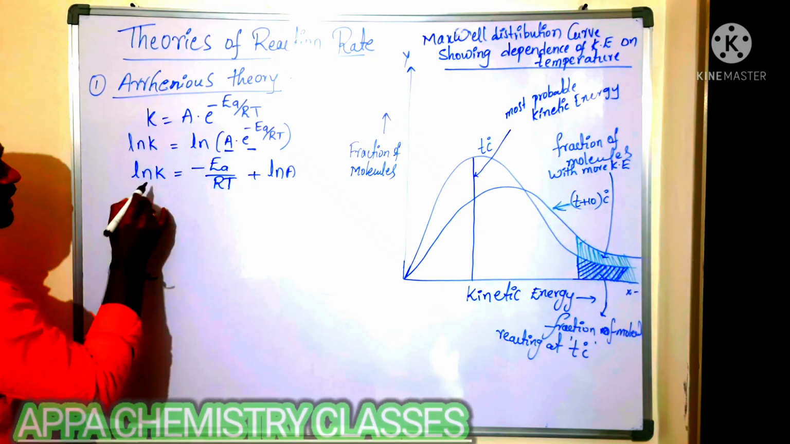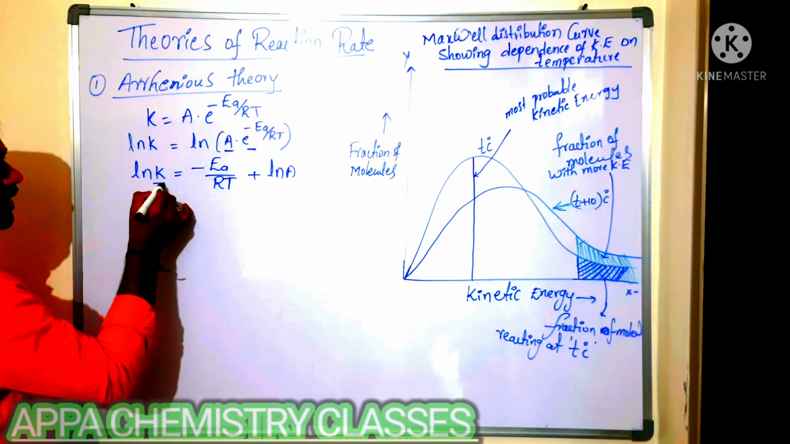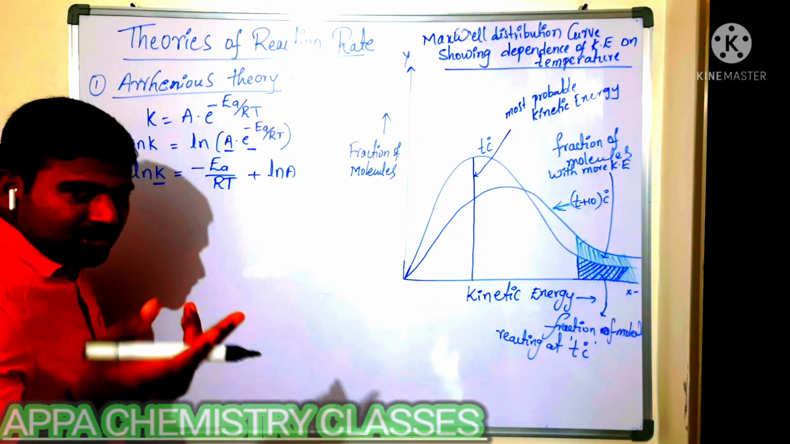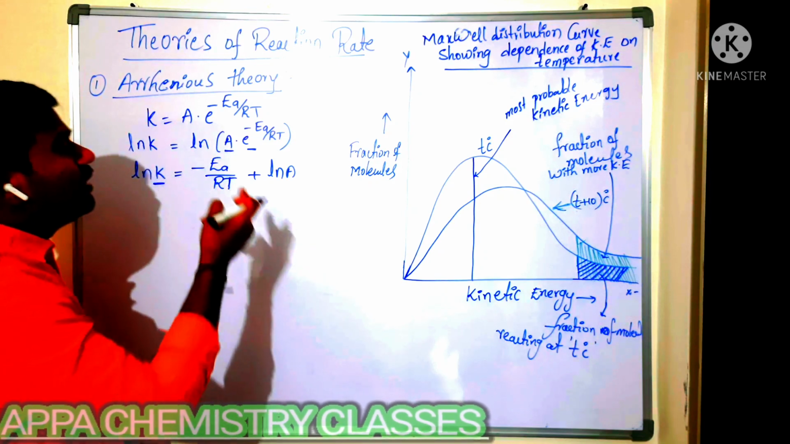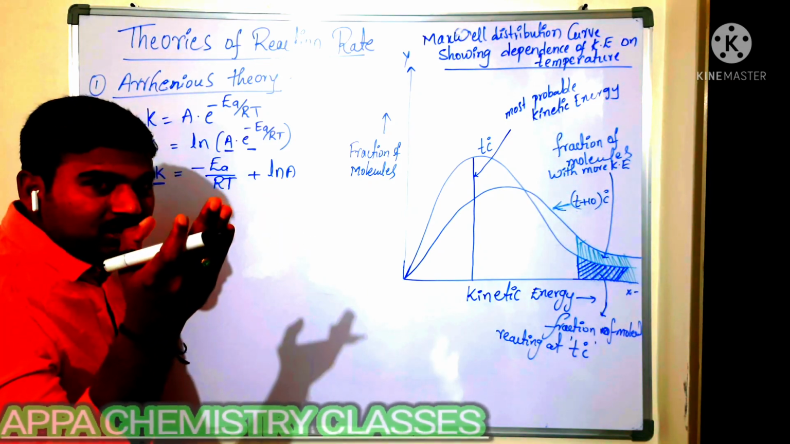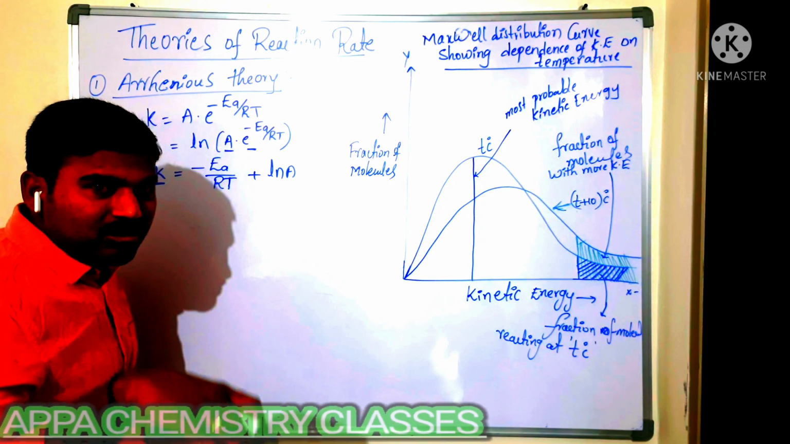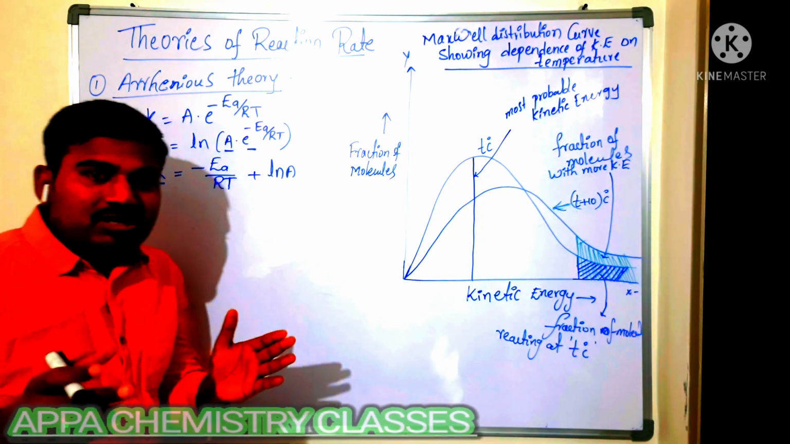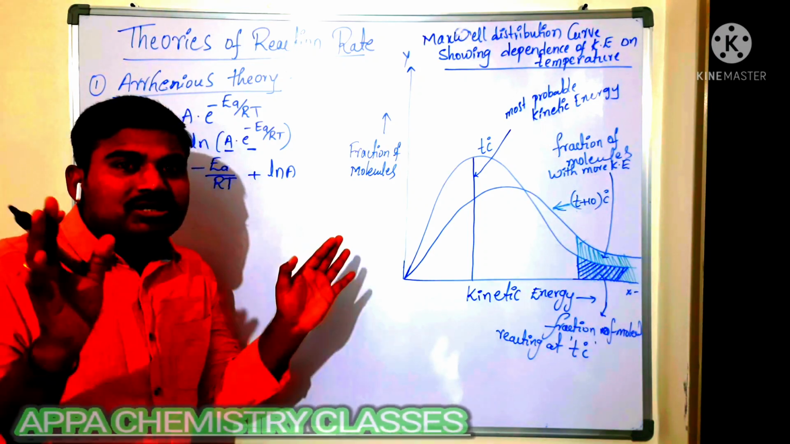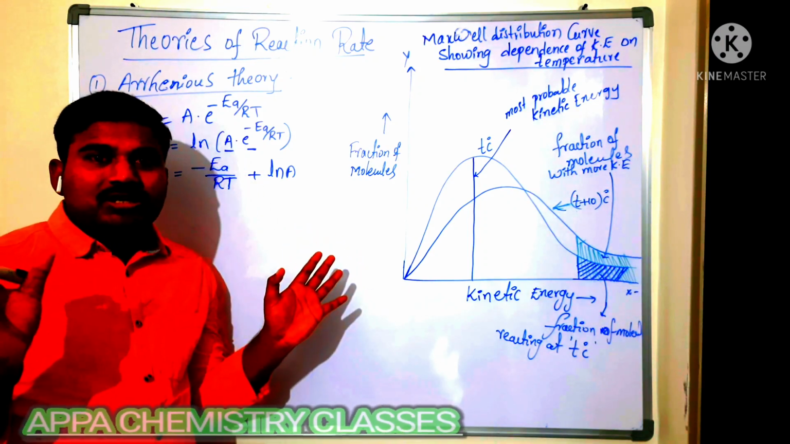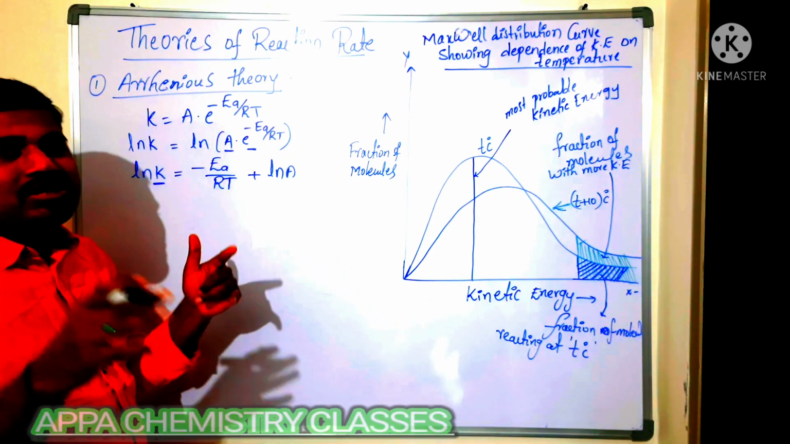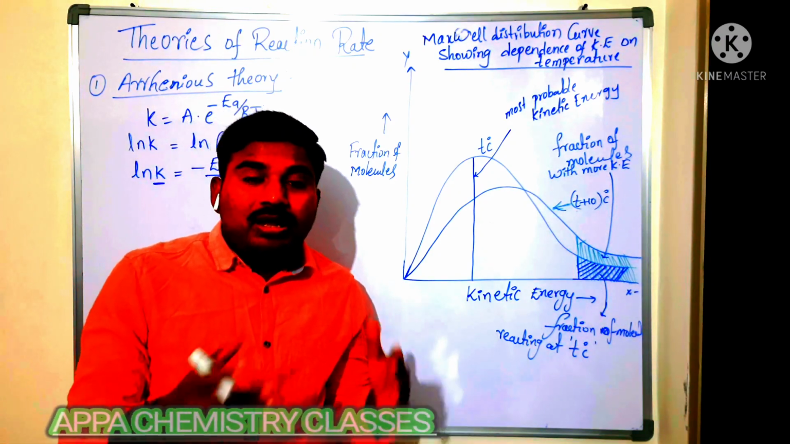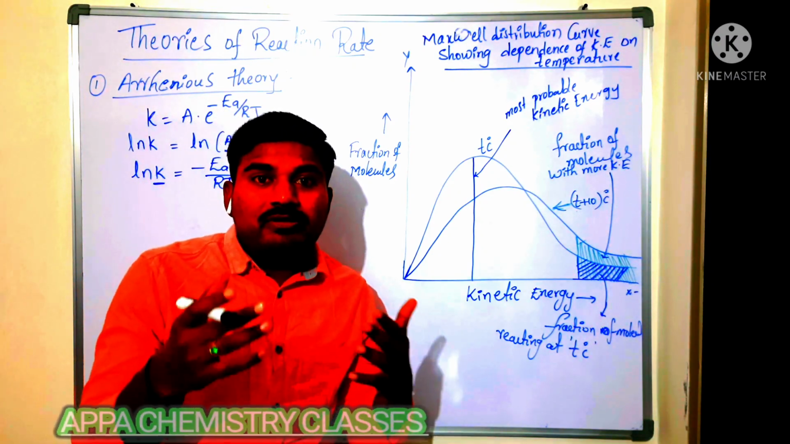Now in this case, you see how the rate constant is related with activation energy: inversely related. In the sense that if the activation energy of the reacting molecule is more, the rate of reaction is less. Activation energy and rate of reaction are completely inversely related. The more the activation energy of the reacting molecule, the less the rate of reaction, because the reacting molecules have less energy to convert into product. They do not have sufficient energy.